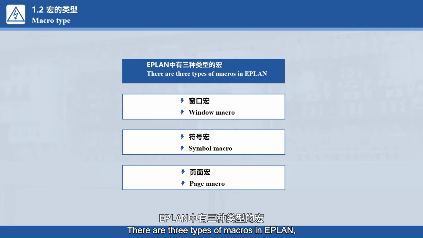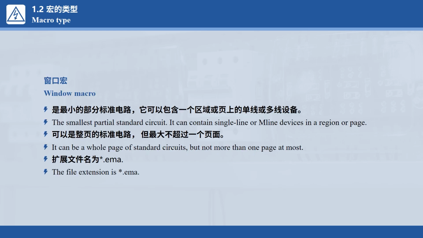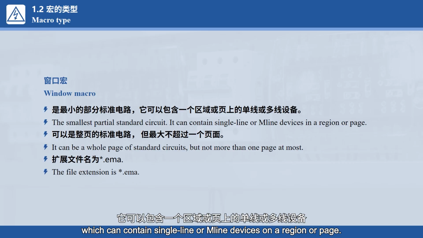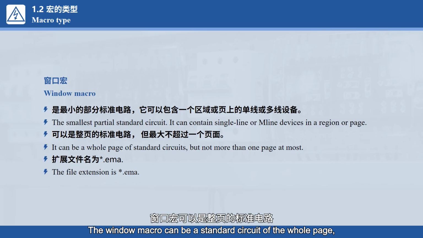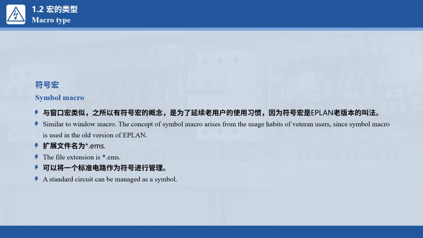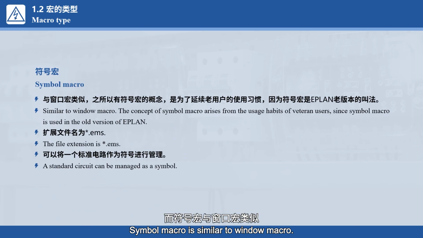There are three types of macros in E-Plan, namely window macro, symbol macro, and page macro. Among them, the window macro is the smallest partial standard circuit, which can contain single-line or M-line devices on a region or page. The window macro can be a standard circuit of the whole page, but not more than one page at most. The file name extension is *.ema.